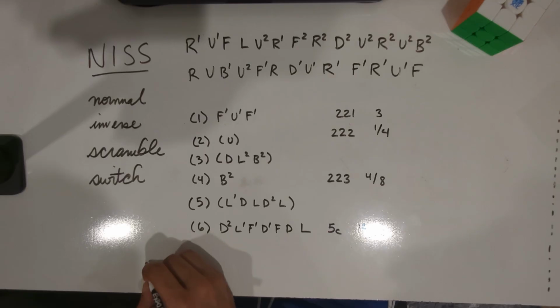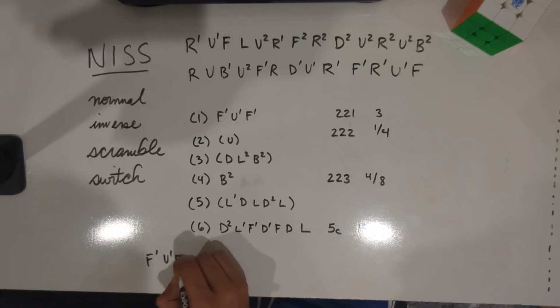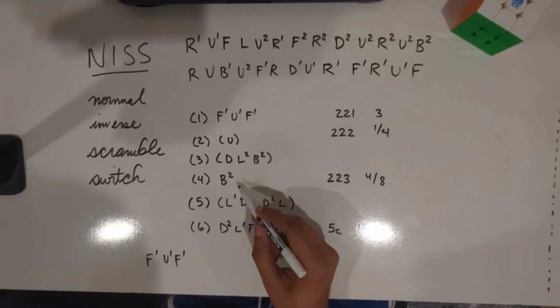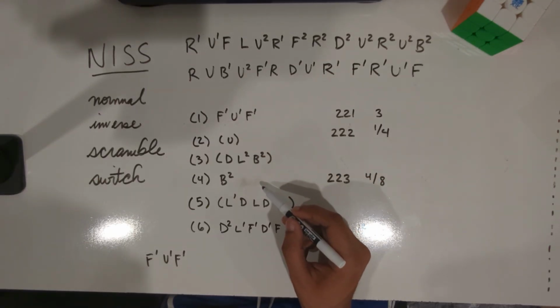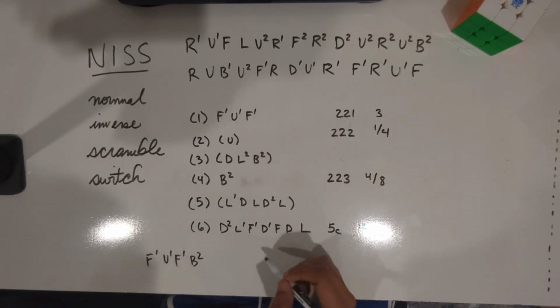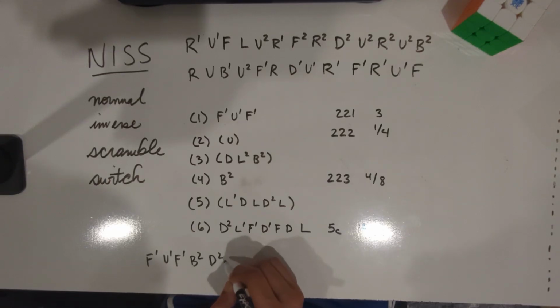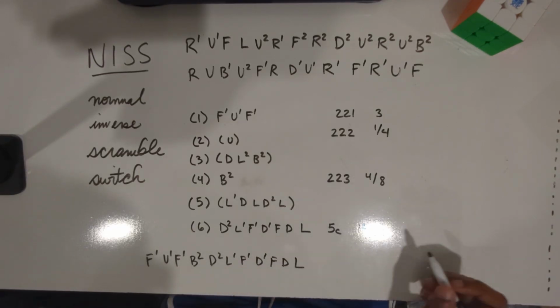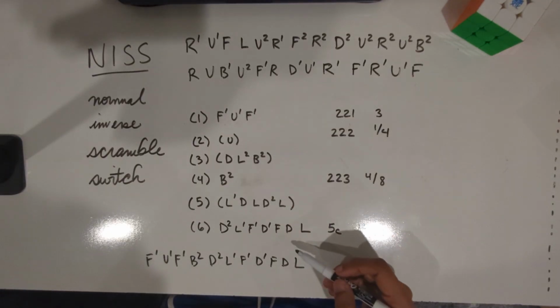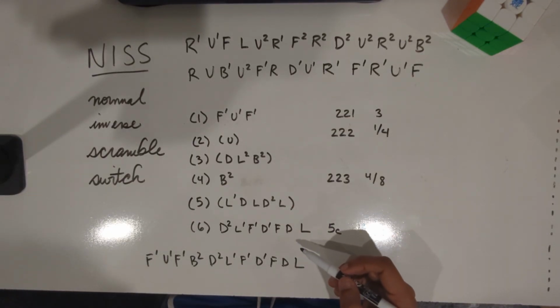So let's start. We go with sequence 1 first, F prime, U prime, F. Now we jump all the way to sequence 4. This is because this is the next part of the solve that is on the normal. Then we go ahead here, D2, L prime, F prime, D prime, F, D, L. And now we've reached the end of the solution.